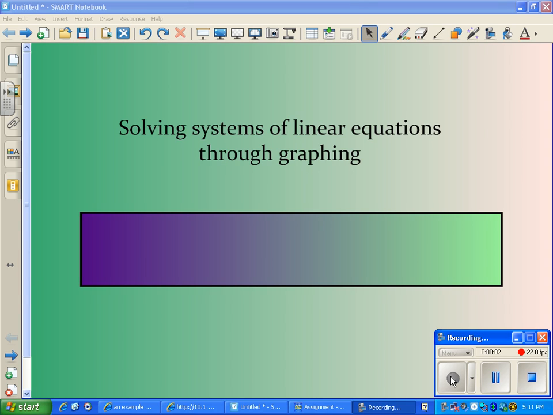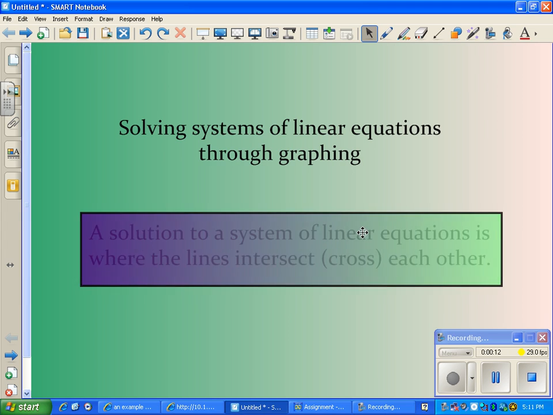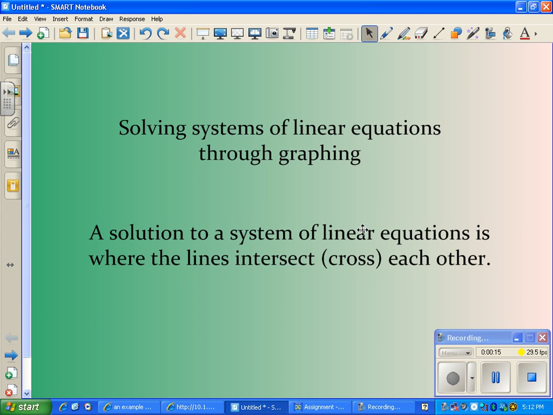Hi everyone, today we're going to be talking about systems of linear equations and their solutions. So it's just what it looks like. It's linear, they're straight lines. Now to find a solution, it's where the two lines intersect or where they cross each other. So today we're going to be looking at graphs.